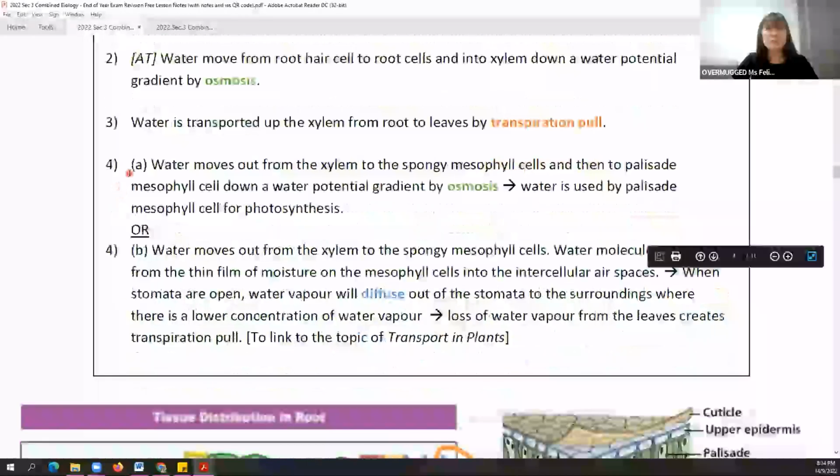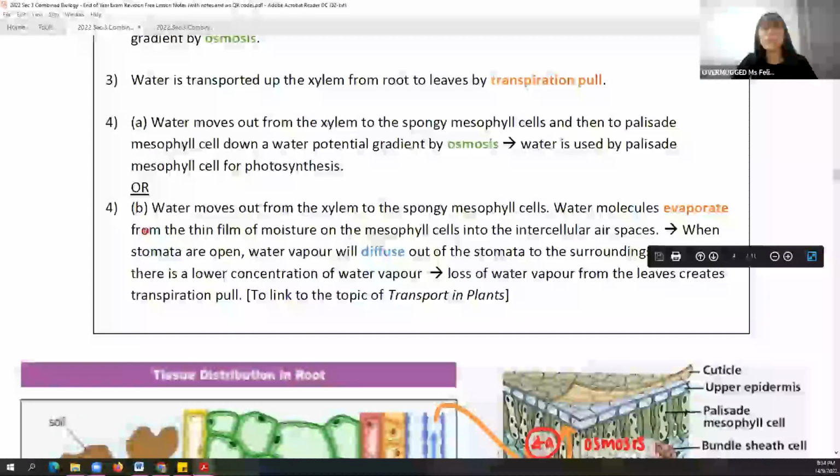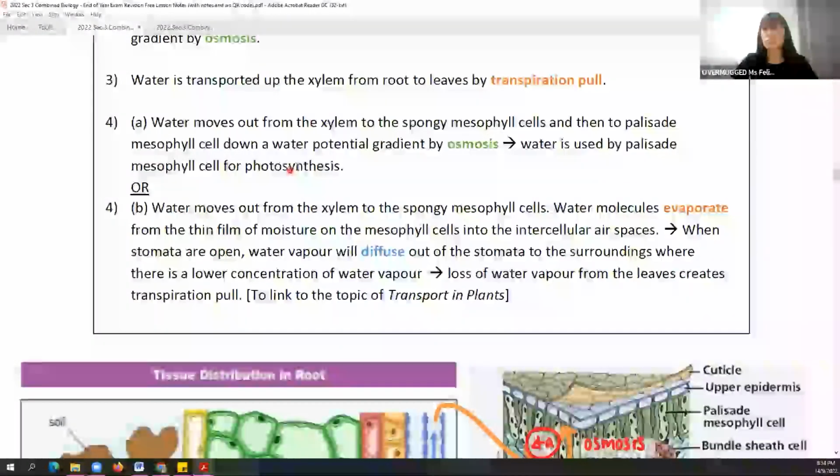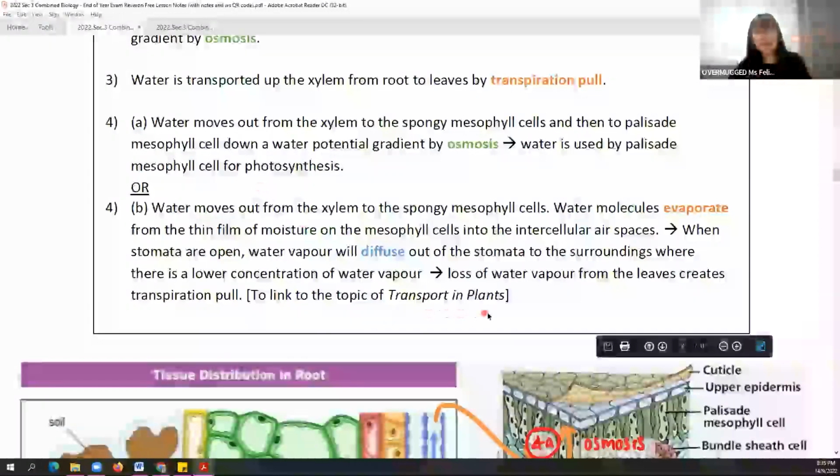Then next, there are two paths, A or B. So you have to read the question. What are they asking you? Is the question under the topic of nutrition in plants? If it's nutrition in plants, like they ask you how the plants obtain water for photosynthesis, you write 1, 2, 3, and 4A. But if it is a transport in plants question, you write 1, 2, 3, and 4B, because transport in plants is about transpiration, right? Maybe they'll ask you how come the plants can lose water and wilt. For such a question on transport in plants, you use 4B instead.